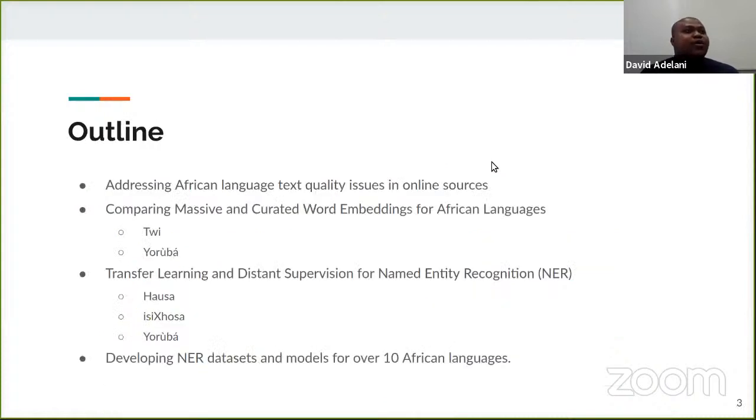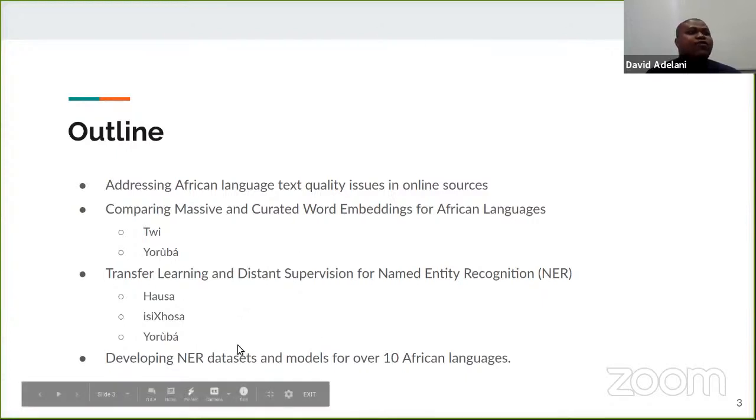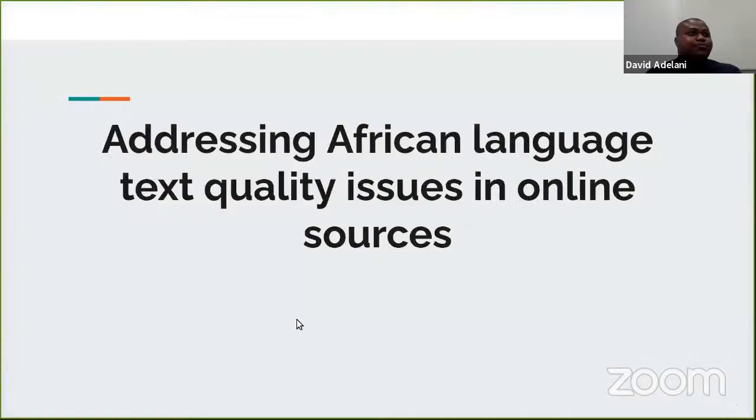Yeah, so this is the outline of my talk. First, I will talk about the challenges of text quality issues in online resources we have for African languages. Then I will talk about comparing massive and curated word embeddings for African languages, with focus on Twi and Yoruba. And then I will discuss our recent work on transfer learning and distant supervision for named entity recognition, with focus on 3 African languages: Hausa, isiXhosa, and Yoruba. And lastly, I will end my talk with developing our datasets and models for over 10 African languages.